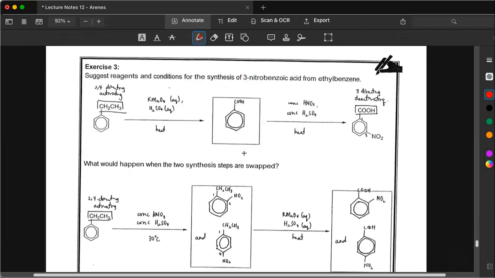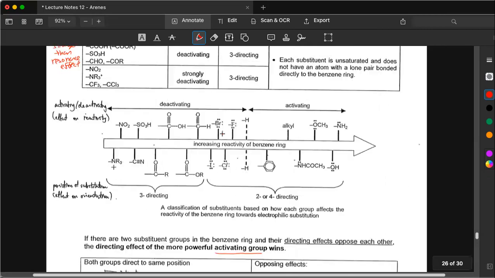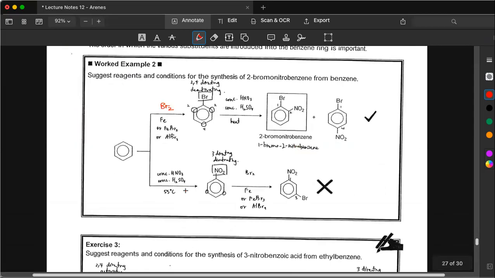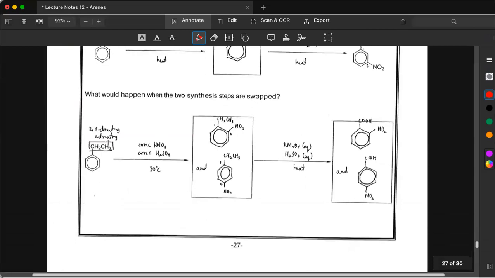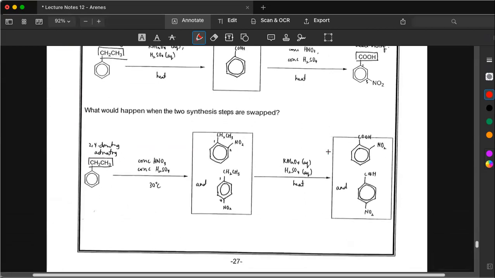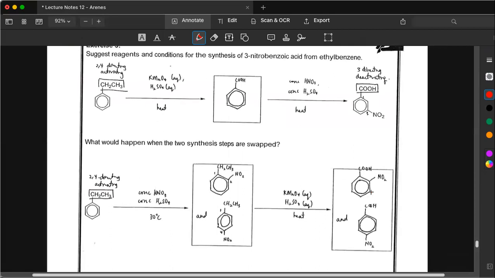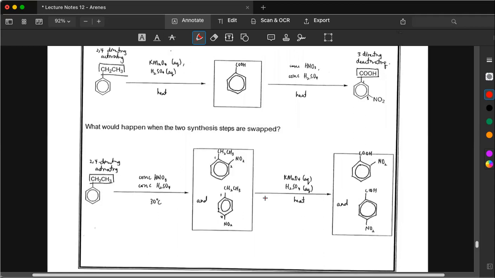Now, if they say make 3-nitrobenzoic acid like this, which one is first? It should be oxidation of this first, and then you add the NO2, because COOH is 3 directing. You can look at the data booklet for reference. If the two synthesis steps are swapped, you get the wrong answer. You won't get 3-nitrobenzoic acid, you get 2 or 4, because of the different directing groups. It will direct differently.